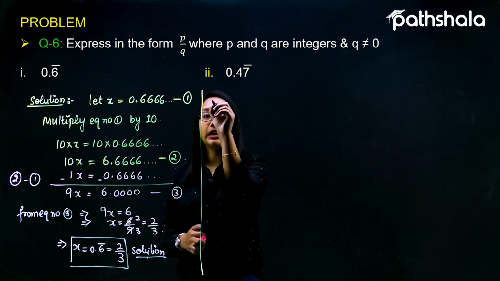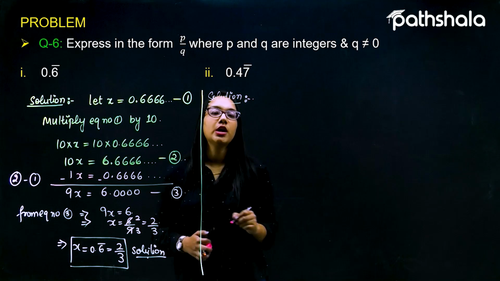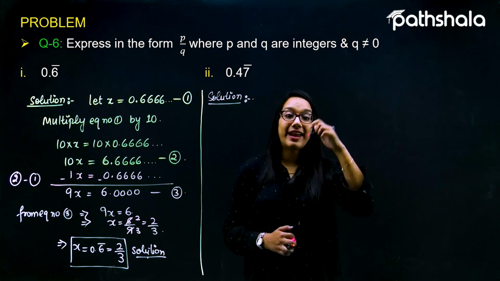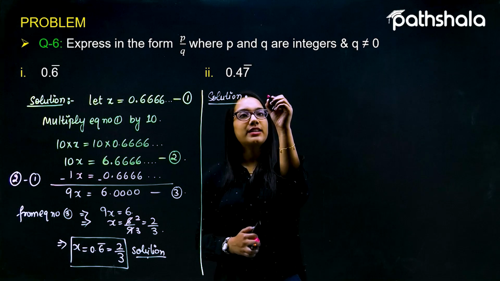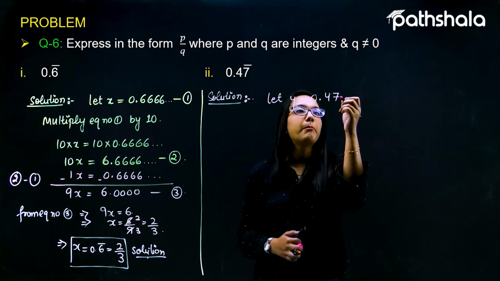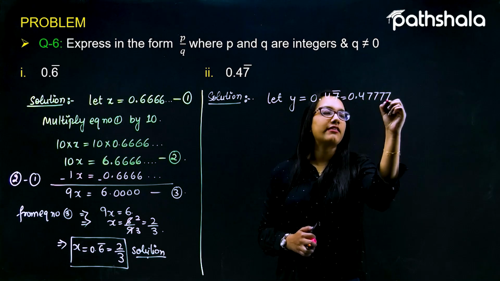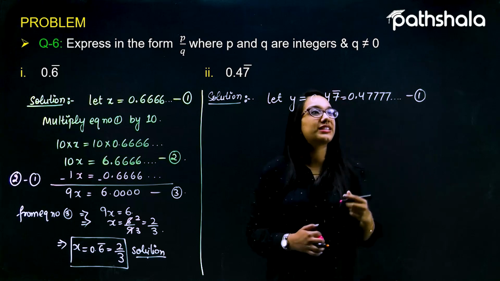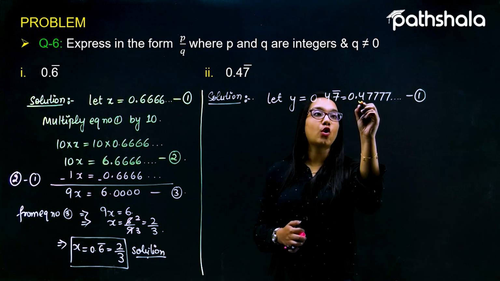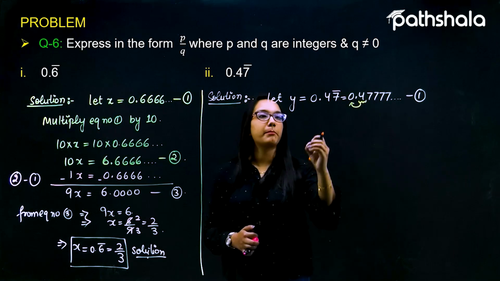In the second part, we find the solution for 0.47 bar. First of all, we suppose the number 0.47 bar to be a variable, say y. Let y be equal to 0.47 bar. We can write it as 0.47777, because the only number repeating here is 7. First we have to move the non-repeating digit to the other side, so we multiply equation number 1 by 10.